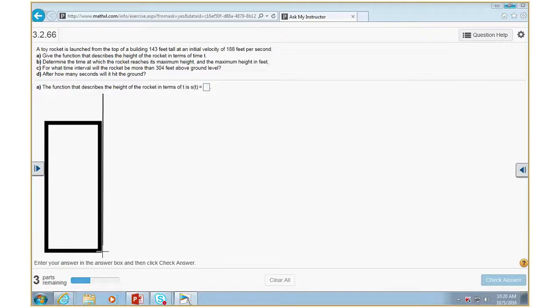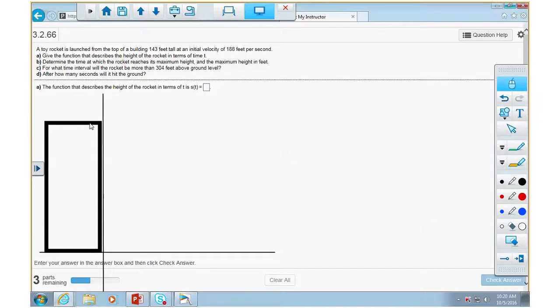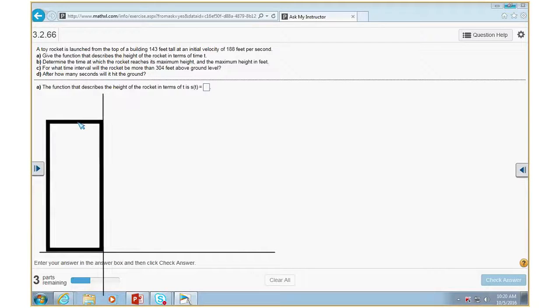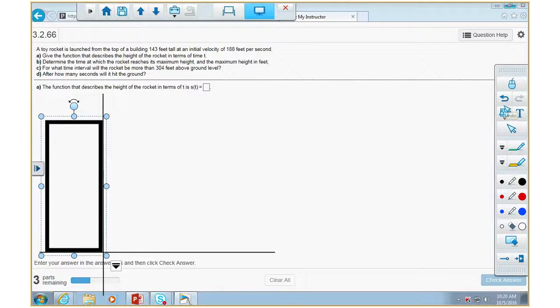So I'm going to just draw this one down this way. And I'm going to draw an x-axis going this way. Give you a little bit of a... move this over. Please work with me. Okay, so I'm doing that for a reason. And we've got a rocket launched from the top of the building, 143 feet, at an initial velocity of 183 feet per second.